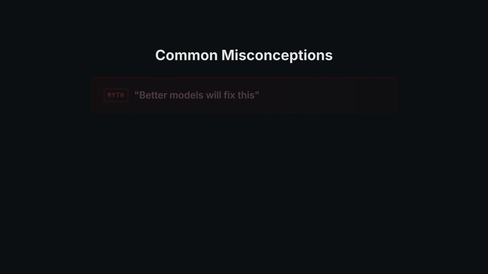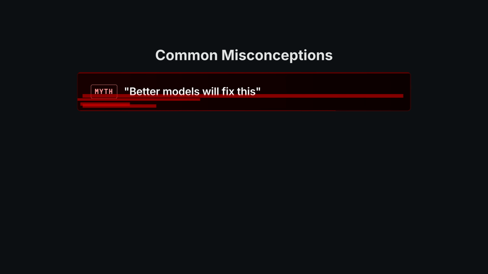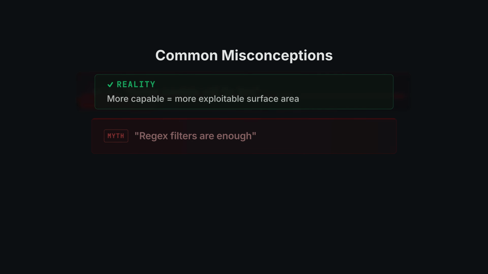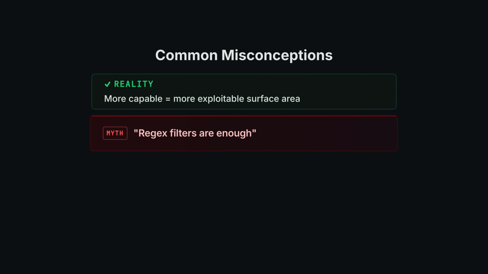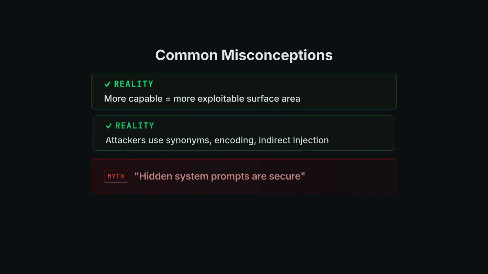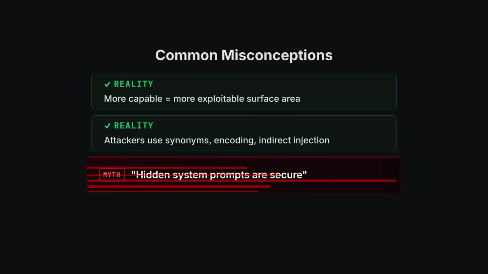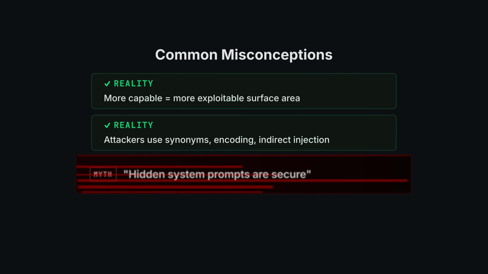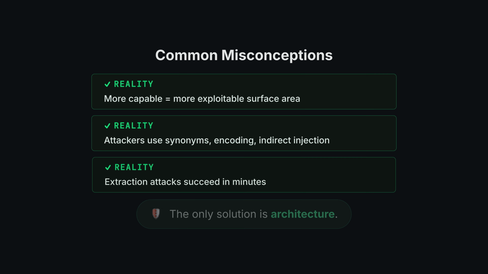And the worst misconception? That better models will fix this. They won't. More capable means more dangerous actions. That regex filters are enough. They aren't. Natural language is too flexible. That hidden system prompts are secure. They're not. They can be extracted with a single prompt. The only real solution is architecture, defense in depth.